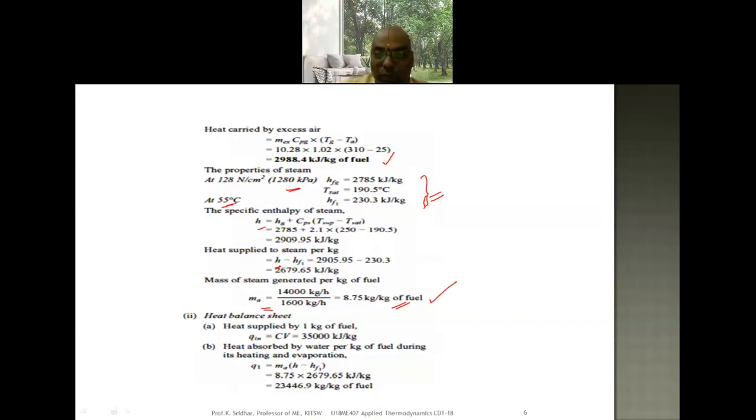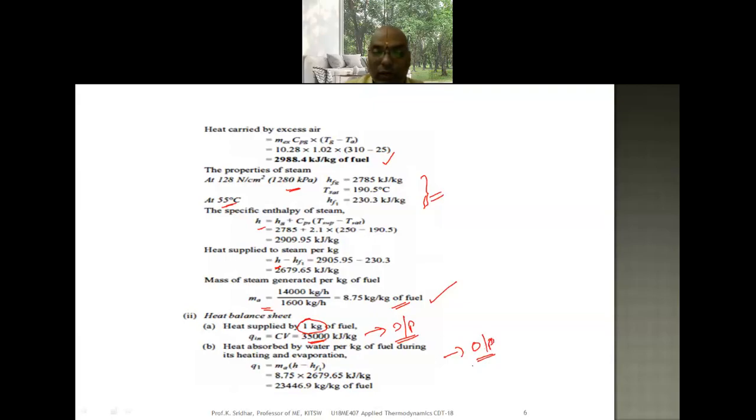So I've already told you that first of all we have to calculate the input, that is, how much heat is supplied to the boiler by burning 1 kg of the fuel. So mF into CV, where mF we have taken as 1 kg, into CV, which is equal to 35,000. So that is the input. Now, we have around 5 output parameters.